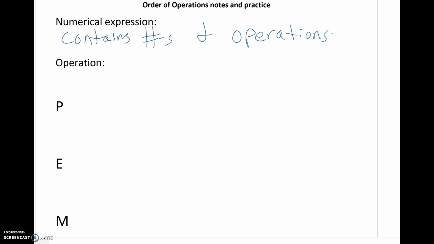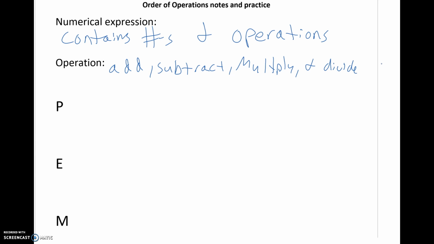Well, what's an operation? It's what you do with the numbers. Okay, so we add, we subtract, multiply, and divide. Those are the main four operations that we focus on. Obviously, if you have exponents and parentheses, those are some more in-depth, a little more complex concepts, but still deal with these four main operations. So operations is what we do with those numbers in the numerical expression.